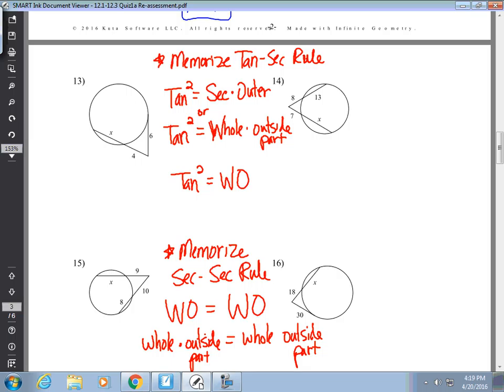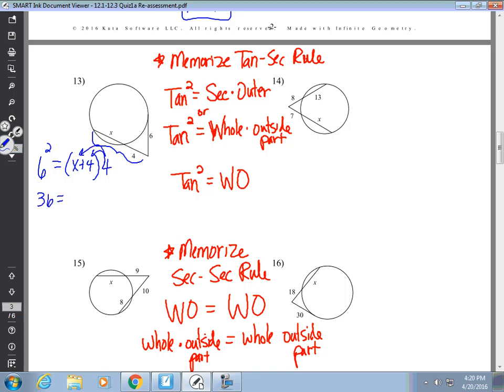Then we have tangent squared equals secant times outer. So we've got to know which part is the tangent. On this one, that is the 6. So the 6 squared is equal to the whole secant. That means you're adding the two parts together, x plus 4, times just the part on the outside, which is the 4. We get 36.